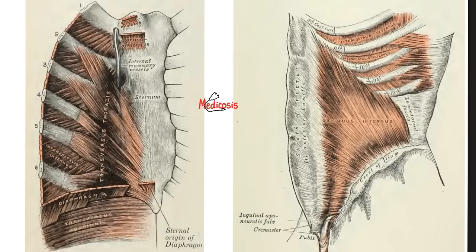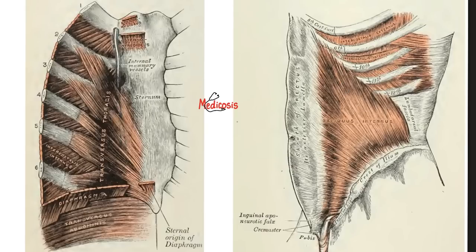More superficial to it is the internal intercostal muscle. And then the most superficial is the external intercostal muscle. Please note that the direction of the muscle fibers is different between external intercostal, internal intercostal, and transversus thoracis.